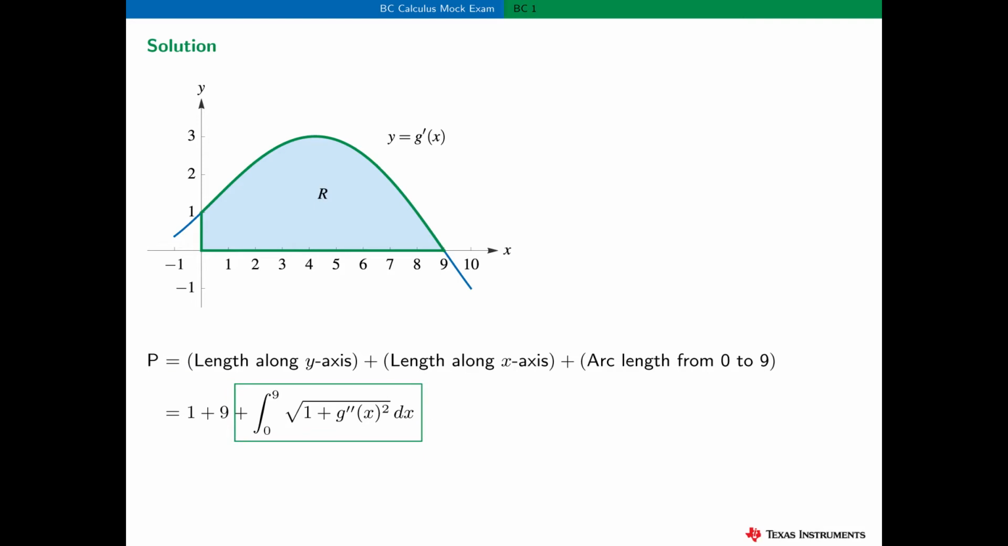We can conclude from the graph of y equal g prime of x that g double prime is continuous. Therefore, the length of the curve y equal g prime of x from 0 to 9 is given by this definite integral. So the perimeter of the region R is 10 plus the value of this definite integral.